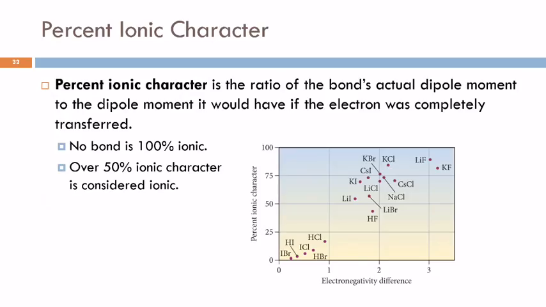Where would H2O be on that graph? Well, all of these are diatomic molecules, where the whole molecule is just 2 atoms. So you'd have to look at the bonds in a polyatomic molecule separately, but the hydrogen-oxygen bond would be somewhere under the 50%, because it's definitely a covalent bond.